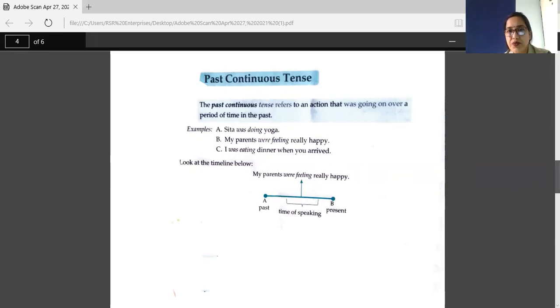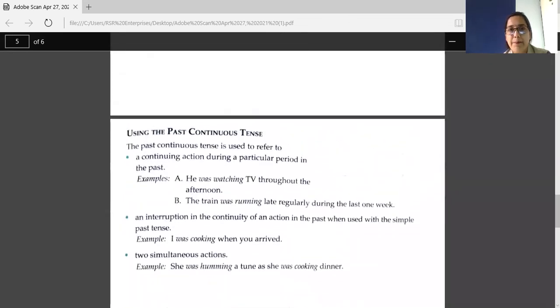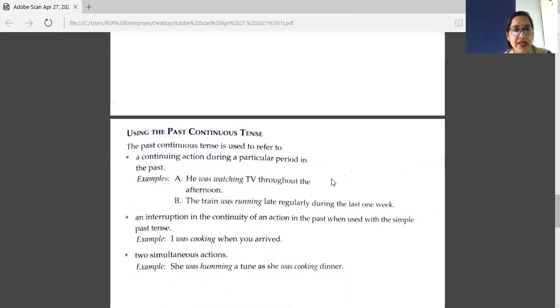Now we move on to the other part. This is using the past continuous tense. The past continuous tense is used to refer to the first point. Let's see where we have to use past continuous tense. A continuing action during a particular period in the past. At some past time or some period in the past, that action was in continuation, was going on.